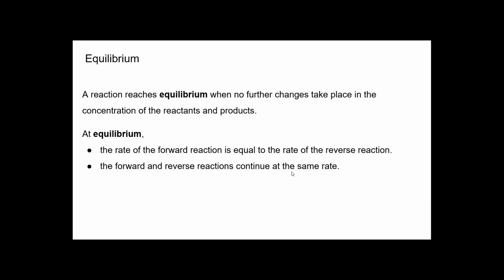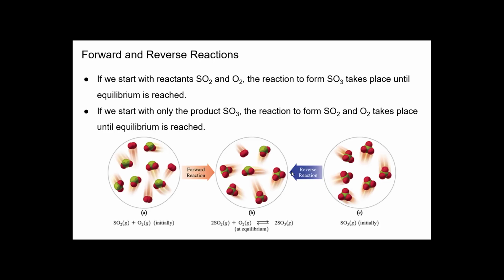while the forward reaction decreases because we're losing the concentration of a reactant because it's going into product. So a reaction reaches equilibrium when no further changes take place in the concentration of the reactants and products. At equilibrium, the rate of the forward reaction is equal to the rate of the reverse. That's when you get the double arrows that look exactly alike in length and size. The forward and reverse reactions continue at the same rate and will continue until something disrupts that system. It will stay that way.